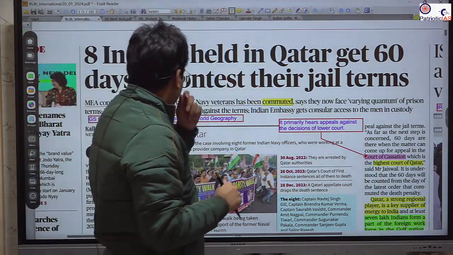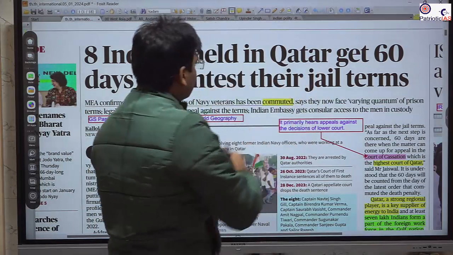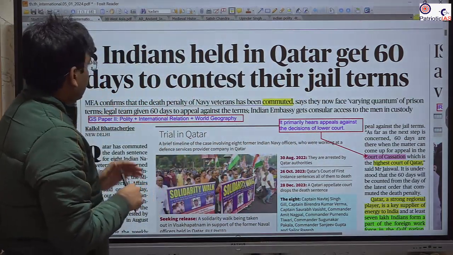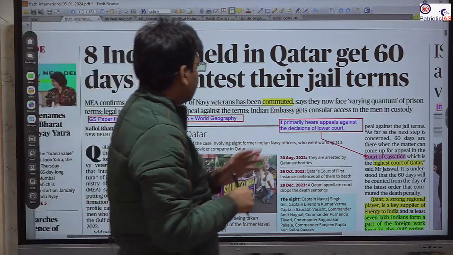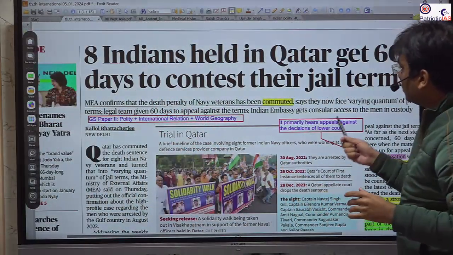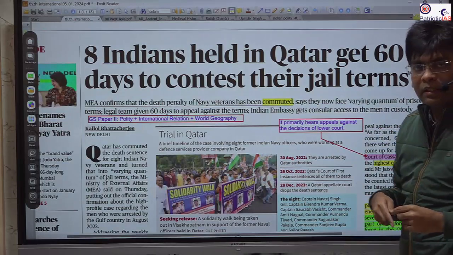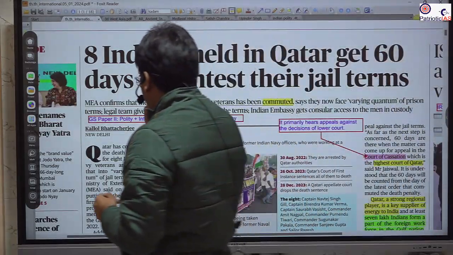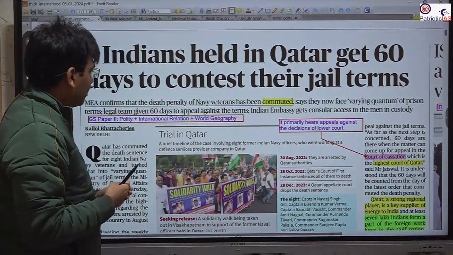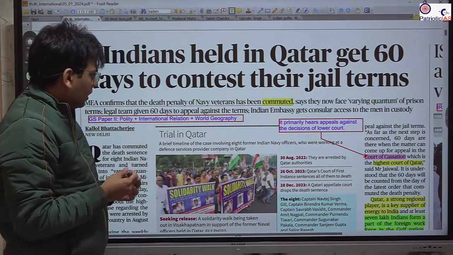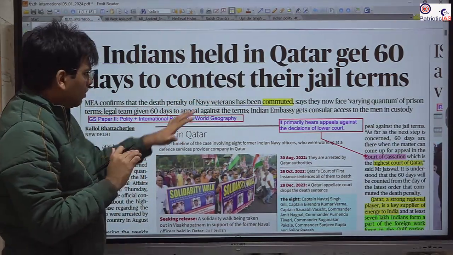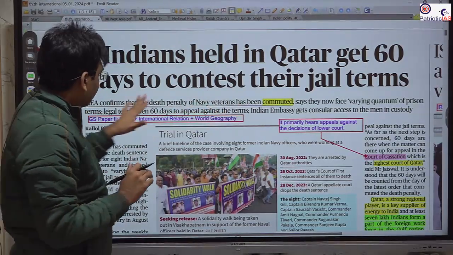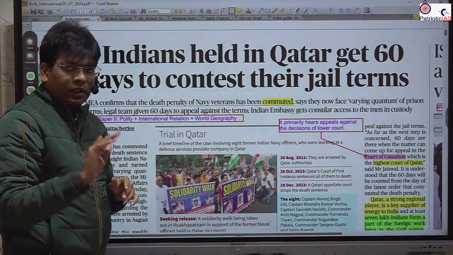Let's start the first news. Again, the same news that remains in the public domain. The 8 Indians held in Qatar, and now our Indian diplomacy has been further trying to minimize the sentences they have got. So now it has already been commuted from death to a commuted sentence.